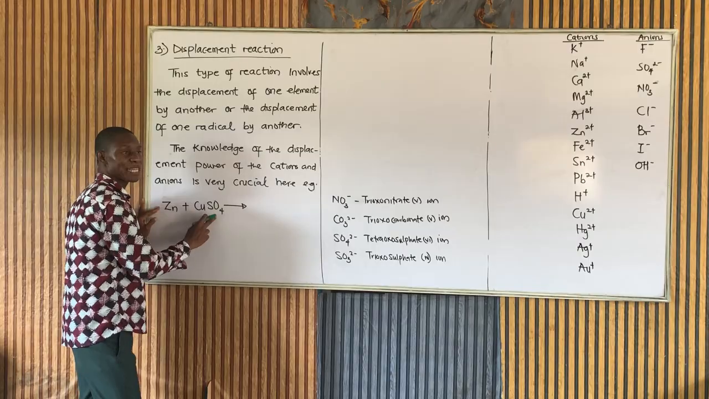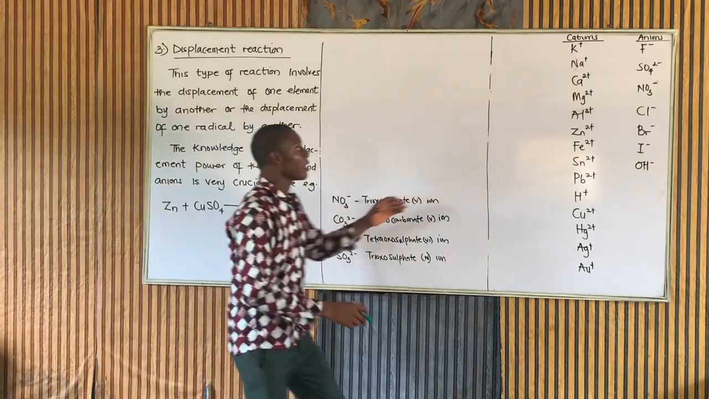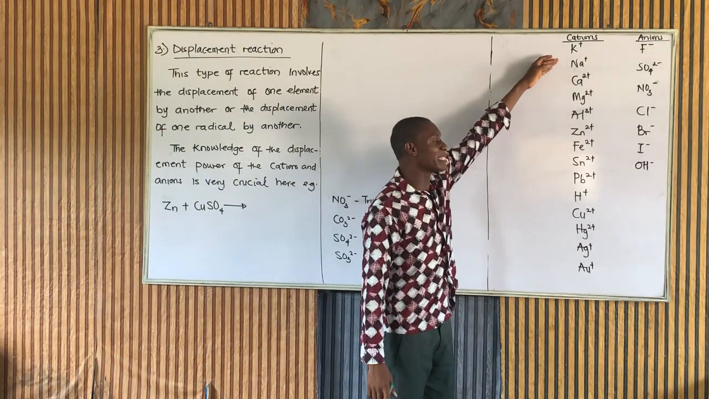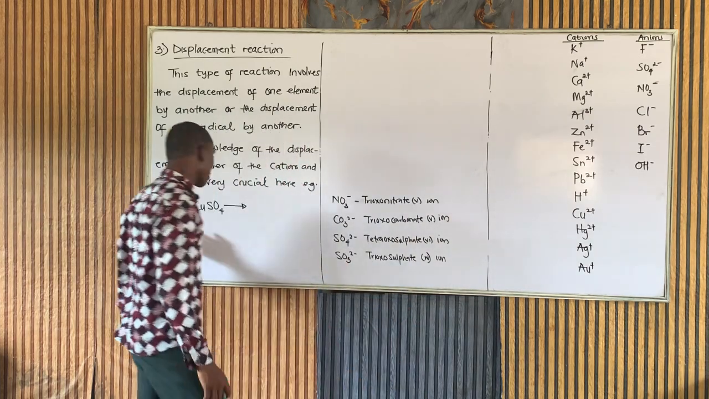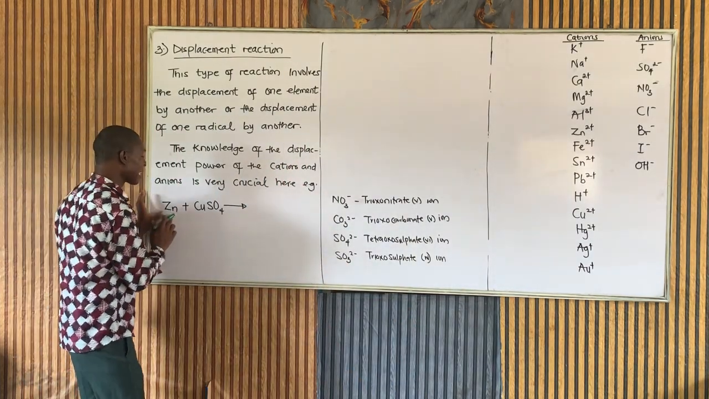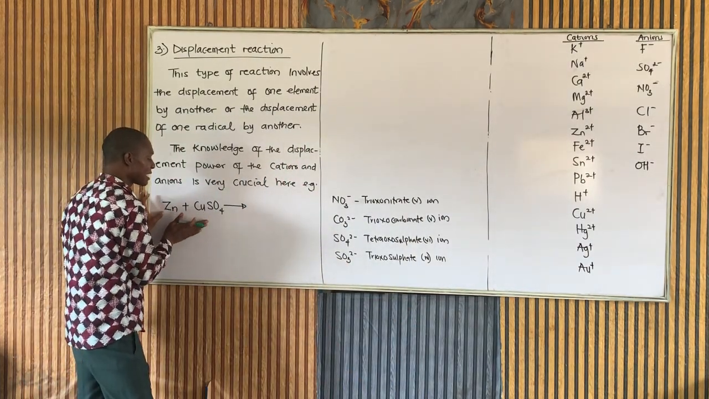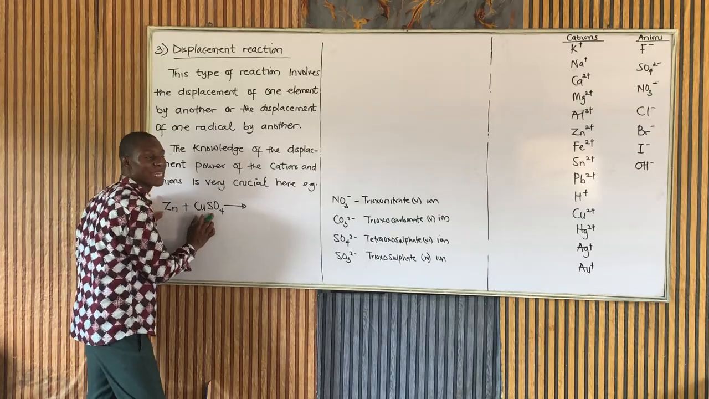Zinc will never displace SO4, but displaces copper, because a cation can displace its fellow cation in an equation. So what will happen here now is that zinc displaces copper. And so if it removes copper from here, it attaches itself to the SO4.